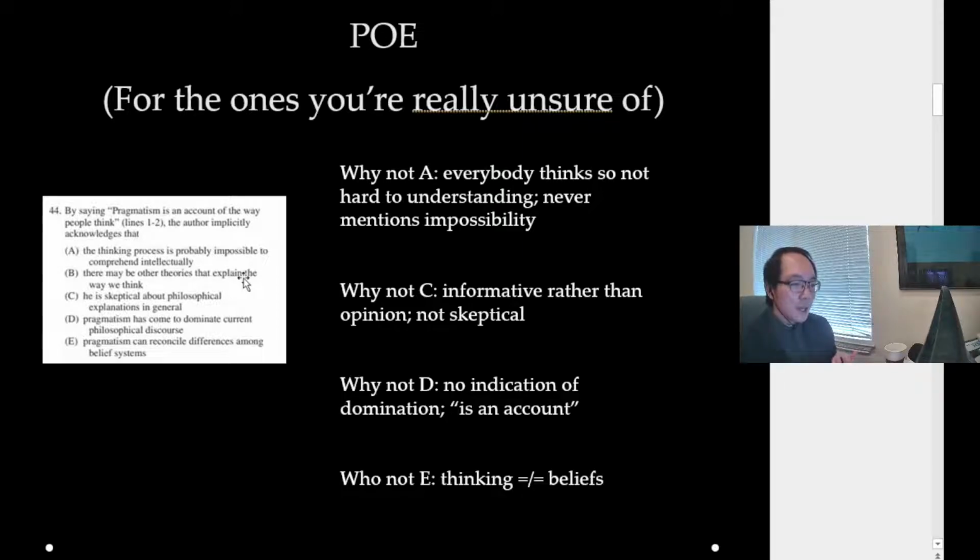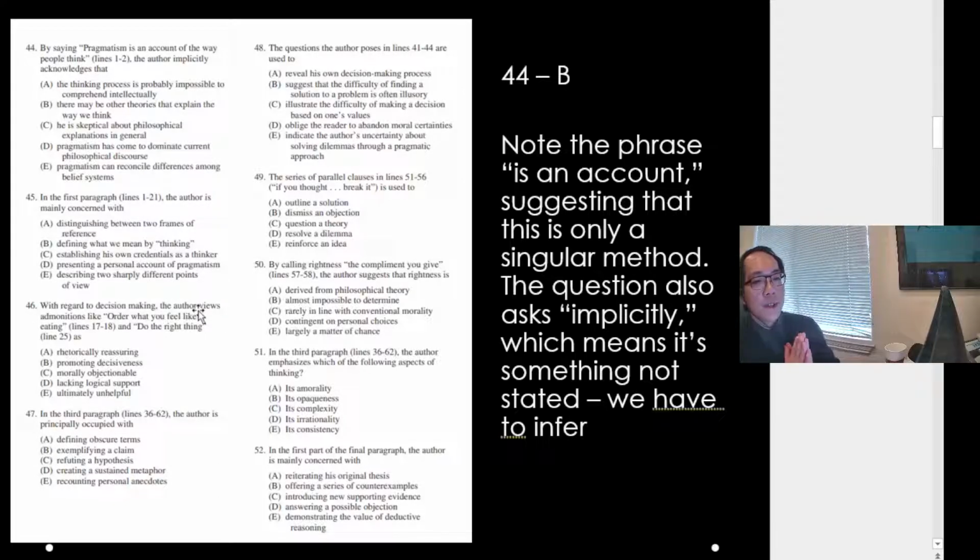So it's going to be B, right? In this case, there may be other theories that explain the way we think. The reason why it's B is the author says "an account," meaning that it is simply based off of different observations and examination he does, right? So in this case, he's implicitly saying that there might be other ways to approach the way we think. And the question also says implicitly, the author acknowledges. So we have to infer that, right? We have to think, well, what do you mean by that? What are you suggesting by saying that pragmatism is an account of the way people think?